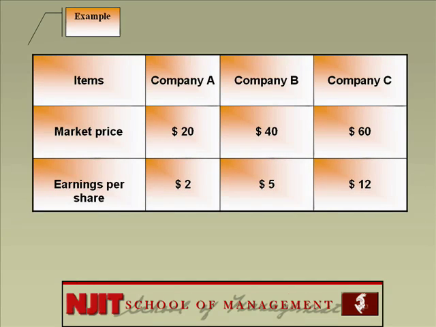I'm giving you three companies, A, B, C. Company A has earnings per share of $20. The market price is $2. Company B, earnings per share 40. The market price $5. Company C, earnings per share $60. Market price $12. In which company would you invest?